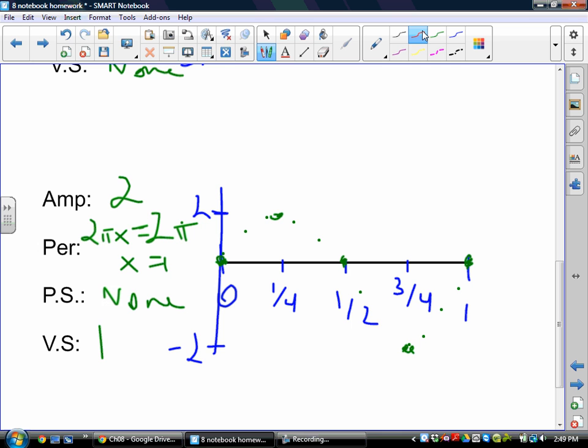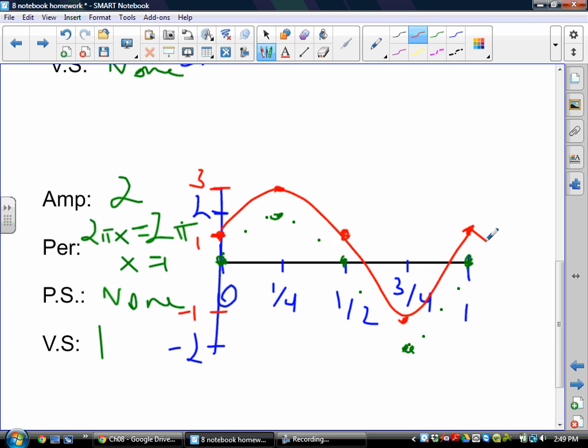Now I'm going to add in my vertical shift, which means everything needs to move up 1. So this is now going to move up to 1. This moves up to 3. This moves up to 1. This moves up to -1. Always good to label everything. And this moves up to positive 1. So now in the red is my final graph of part C. I have an amplitude change, period change, and a vertical shift. No phase shift. So all of these should start at 0, 0.